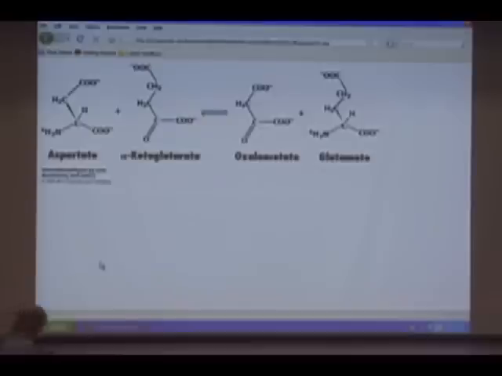Okay, here's a reaction called a transamination reaction. We'll talk about transamination reactions later. In a transamination reaction, what's happening is the amine group, which is right here on aspartate, is being swapped with an oxygen group on another molecule. So this amine is going over here.